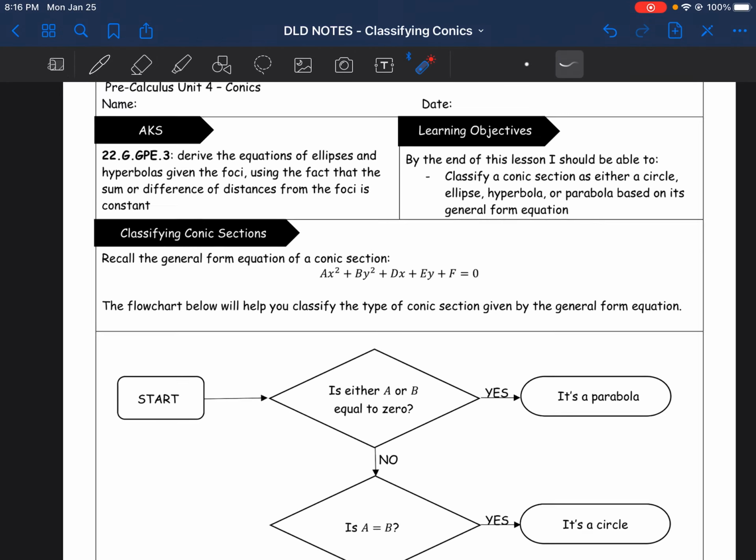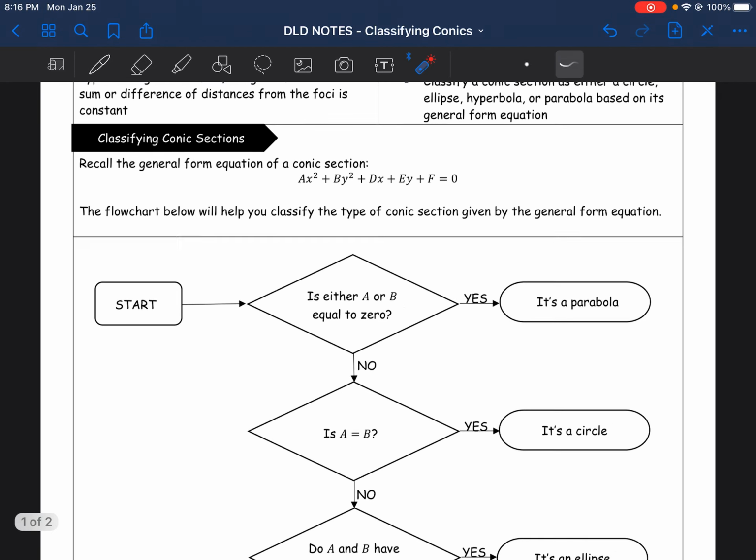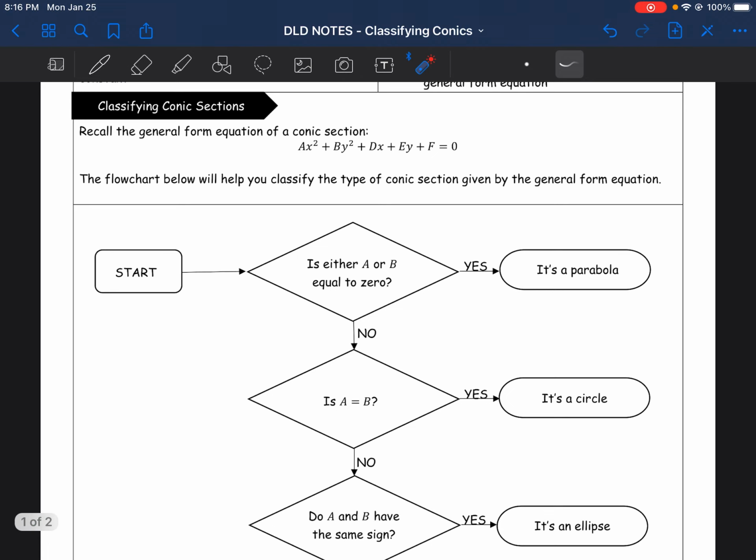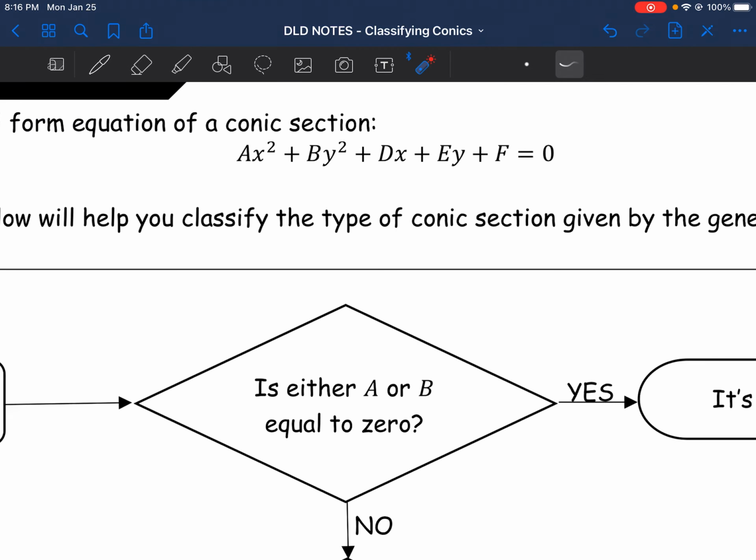The flowchart below is going to help us classify the type of conic that we're working with. And really what it's going to boil down to is looking at a and b, the coefficients of x squared and y squared. Really these pieces here, dx plus ey plus f, are not going to help us classify the conic. So we're just going to focus on a and b.